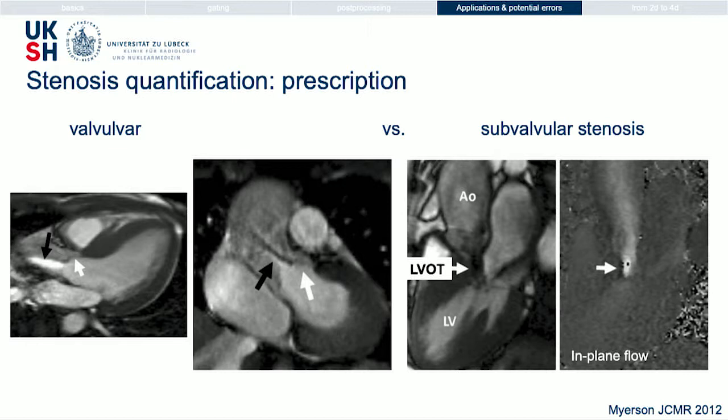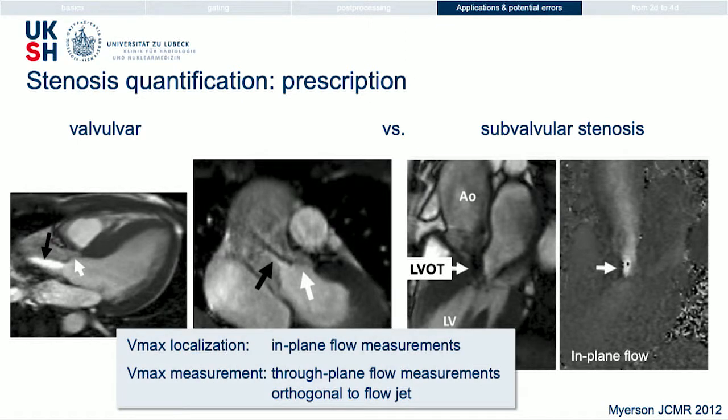here. And what I find very helpful is planning an in-plane flow measurement. So you're doing the same that we did before, planning a flow measurement, but you're not encoding the flow through-plane, but in-plane. And then you can find the place of the peak velocity. And that's where you can plan your through-plane measurements to actually measure the flow. You cannot measure the peak flow in the in-plane measurements because they are kind of thick and the flow jet is really thin. So you always should quantify the peak velocity in through-plane measurements.